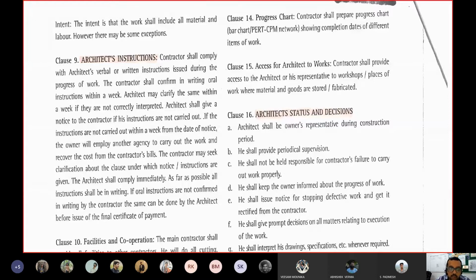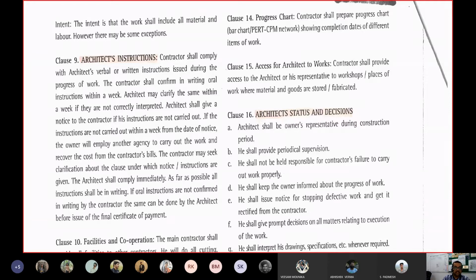Within that particular week, only the architect has to clarify whether whatever the contractor has understood from his verbal or written instruction is correct. Written instructions are not always as clear as they should be for the contractor to understand. You might be using certain terms. So the contractor will come up with the modification which he has understood, and you as an architect are supposed to clarify or interpret it if it was not correctly interpreted.